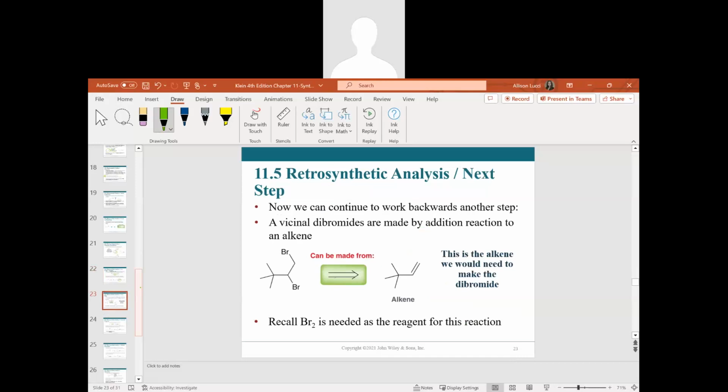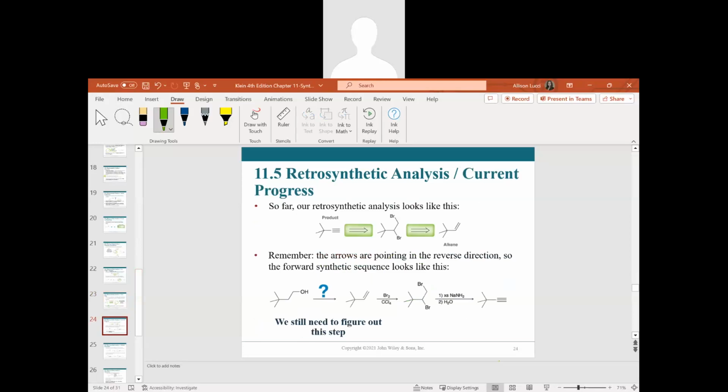So how could we make that vicinal dibromide? We saw in our chapter on addition to alkenes that we could create a vicinal dibromide with this type of alkene here. So we could use Br2 in this reaction to form that dihalide. So now we have multiple steps. We've seen the dihalide can be used to create our alkyne, and we can start with an alkene, and using Br2 and carbon tetrachloride, we can create this vicinal dihalide.